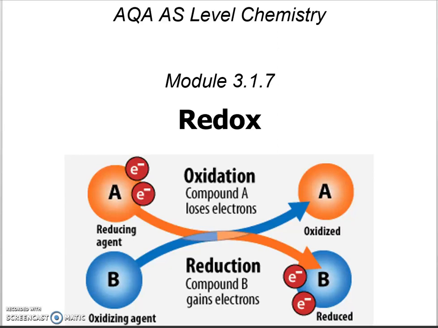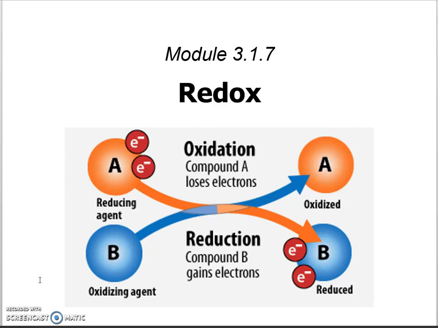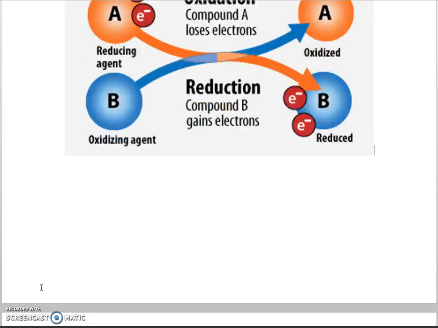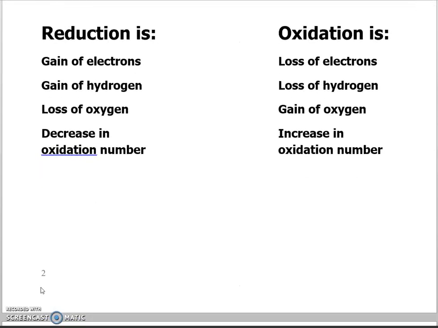In this next video, we're going to look at what redox reactions are. So, just a quick recap. We know about our oxidation and reduction processes. However, there are 4 different definitions for an oxidation process, and 4 different definitions for a reduction process. Reduction is the gain of electrons. That is something that you learnt at GCSE.